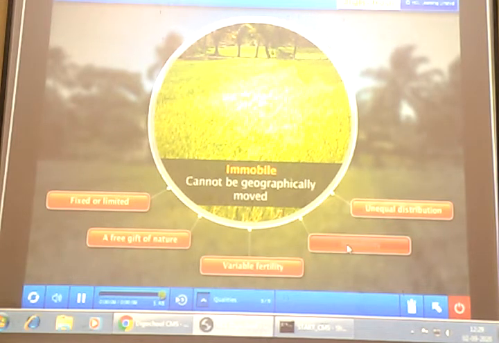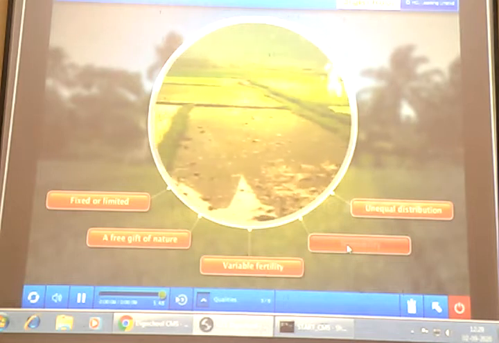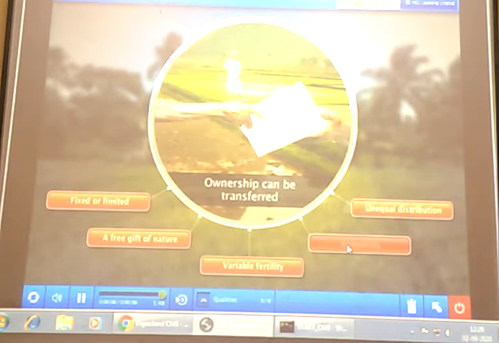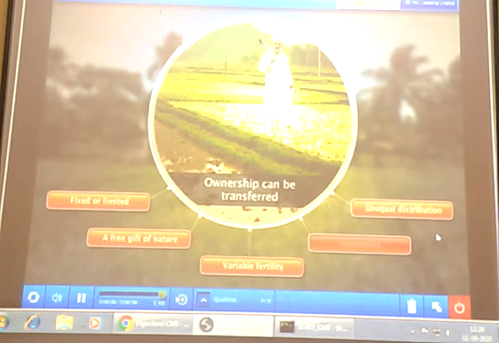Land is immobile and cannot be geographically moved. Gopal cannot move his farm to another part of the village. He can, however, sell his farm and buy another plot in the area that he wants to shift to. In other words, although land is immobile, its ownership can be transferred.